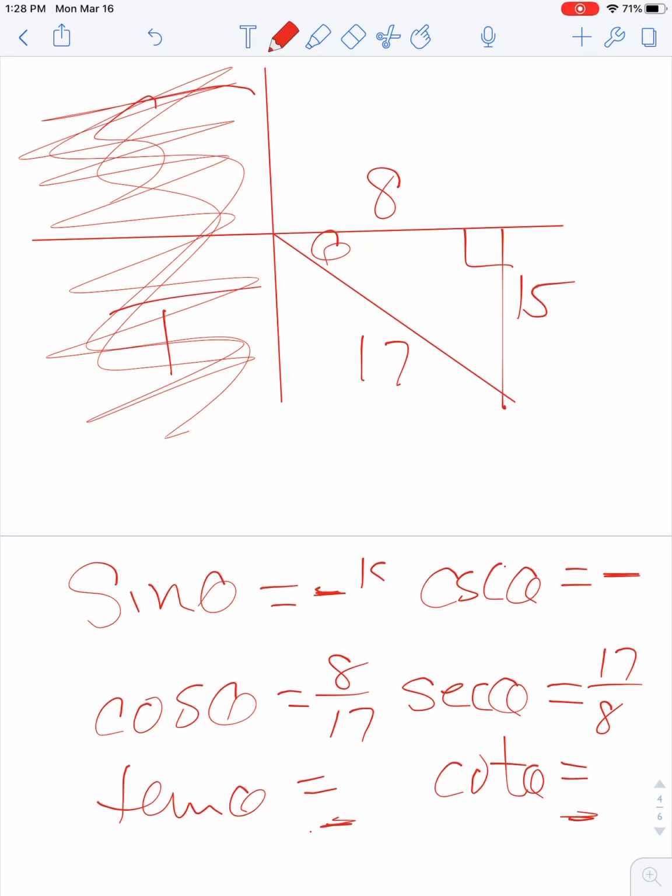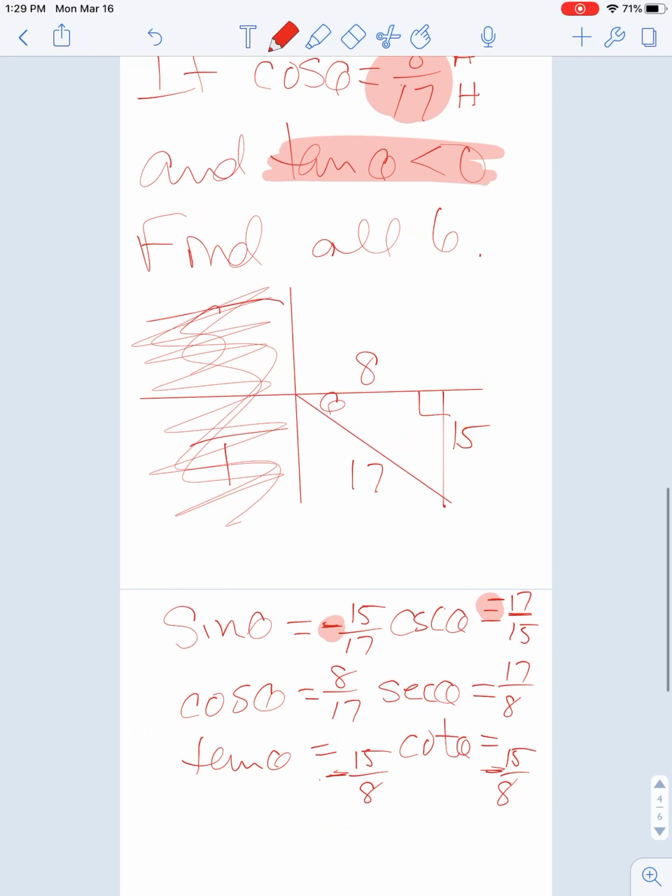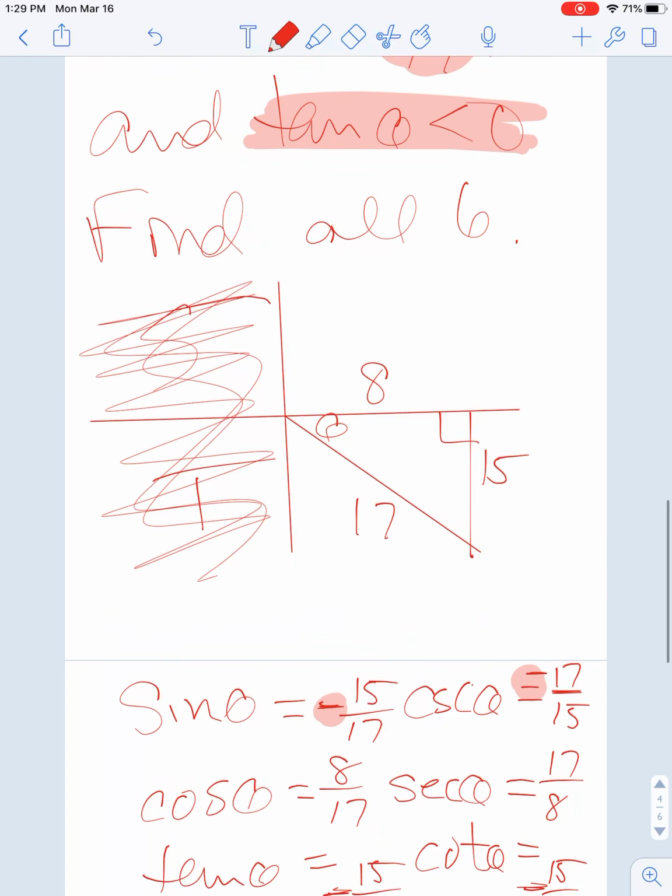So sine is opposite over hypotenuse, and then we flip. Both negative. Why? Because we're in the fourth quadrant. Only cosine and secant are positive. Tangent is opposite over adjacent, and then we take the reciprocal. Okay, so that's a different way to find the angles.